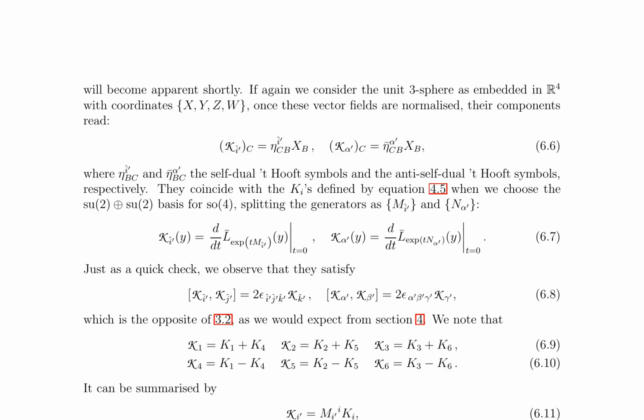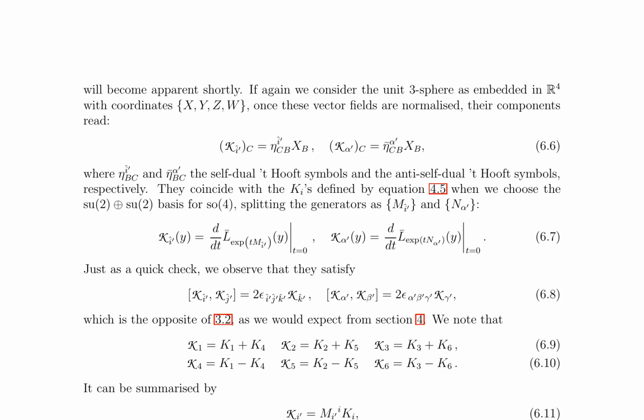In the context of a geometric approach to the study of the moduli space of monopoles, this research paper explores the relationship between two distinct bases for the tangent space at a given point in the moduli space. The first basis, introduced in section 6.2, is derived from the left and right invariant vector fields on the unit 3 sphere, while the second basis, discussed in section 6.3, arises from the 't Hooft and anti-'t Hooft symbols.